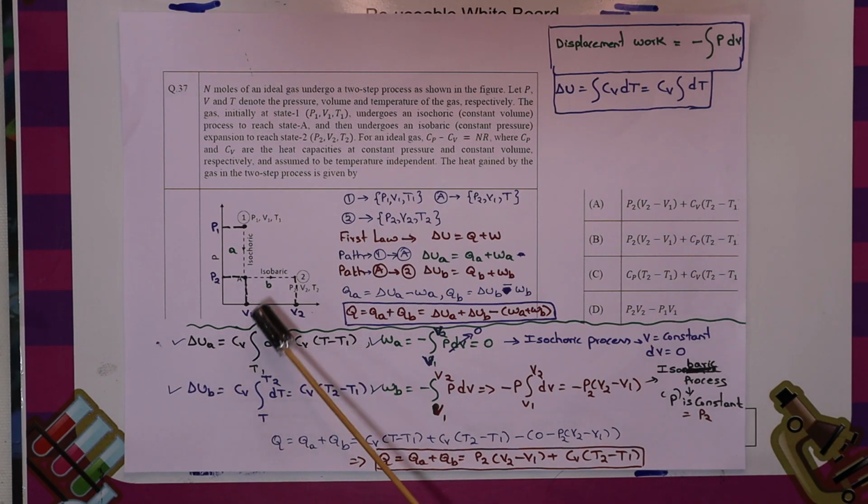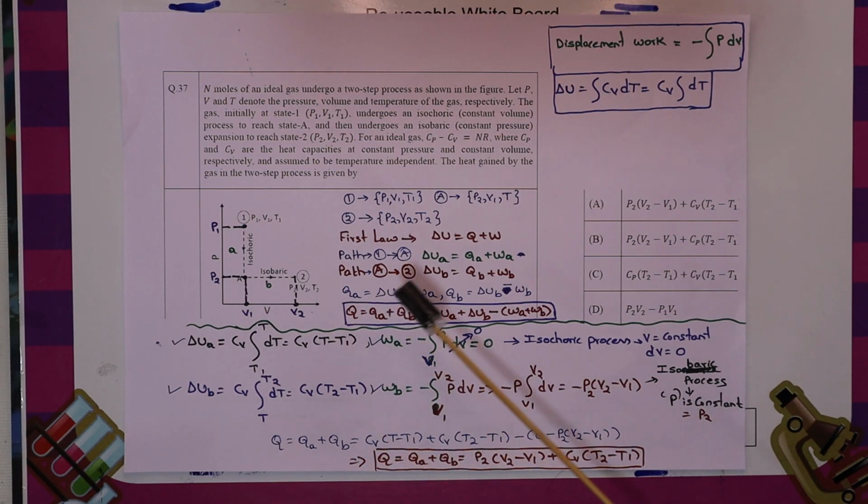Similarly, for delta UB in the second path, which is the isobaric process, the same formula is used, integral Cv dT. Cv is a constant and comes out of the integral. In the second path, the initial temperature is T and the final temperature is T2. So it is Cv times the integral from T to T2 of dT, which is Cv times (T2 minus T1).